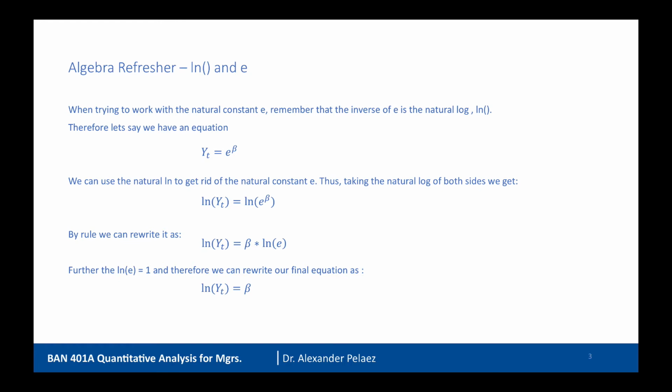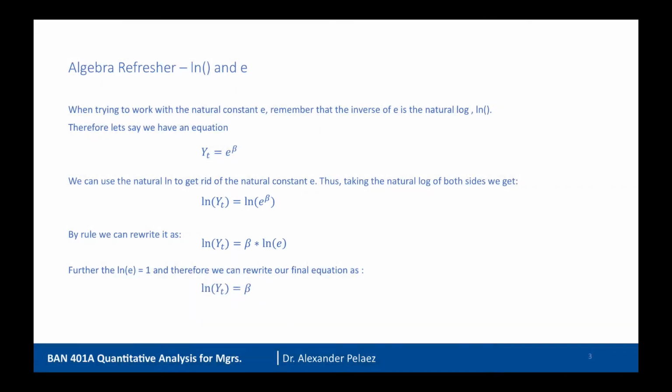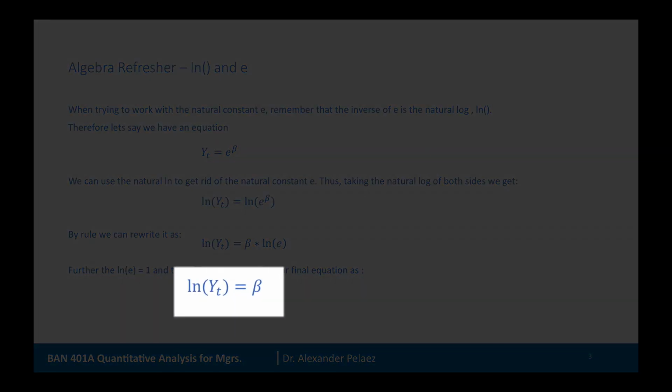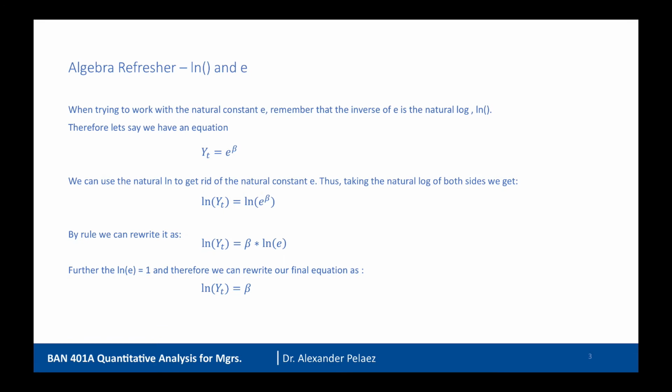So if we took the natural log of both sides, ln of yt equals ln of e^b, what will then happen is the b will come outside of the log, and this is by rule. So we end up with log of yt is equal to beta times the log of e. Now also by rule, because it is the inverse, the log of e is equal to 1. And so therefore we can rewrite our final equation as the log of yt is equal to beta. Now this will help us because we can now use this to help rewrite the equation that we had originally.